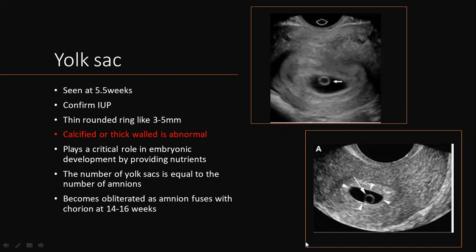You have to take a closer look at your yolk sac. You have to assess the size of the yolk sac. You have to assess the appearance of the yolk sac. We're going to discuss more about that in the coming slides. So, as mentioned here, a calcified or thick wall is abnormal. The normal size is approximately 3 to 5 millimeters. It plays a critical role in embryonic development by providing nutrients.